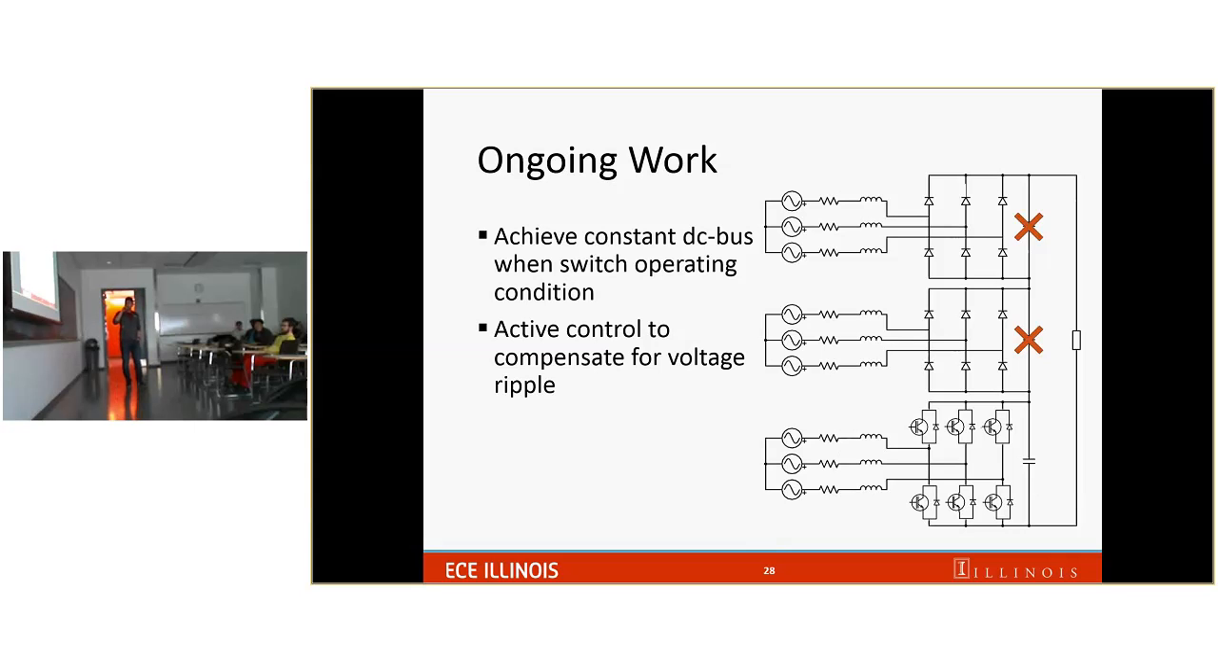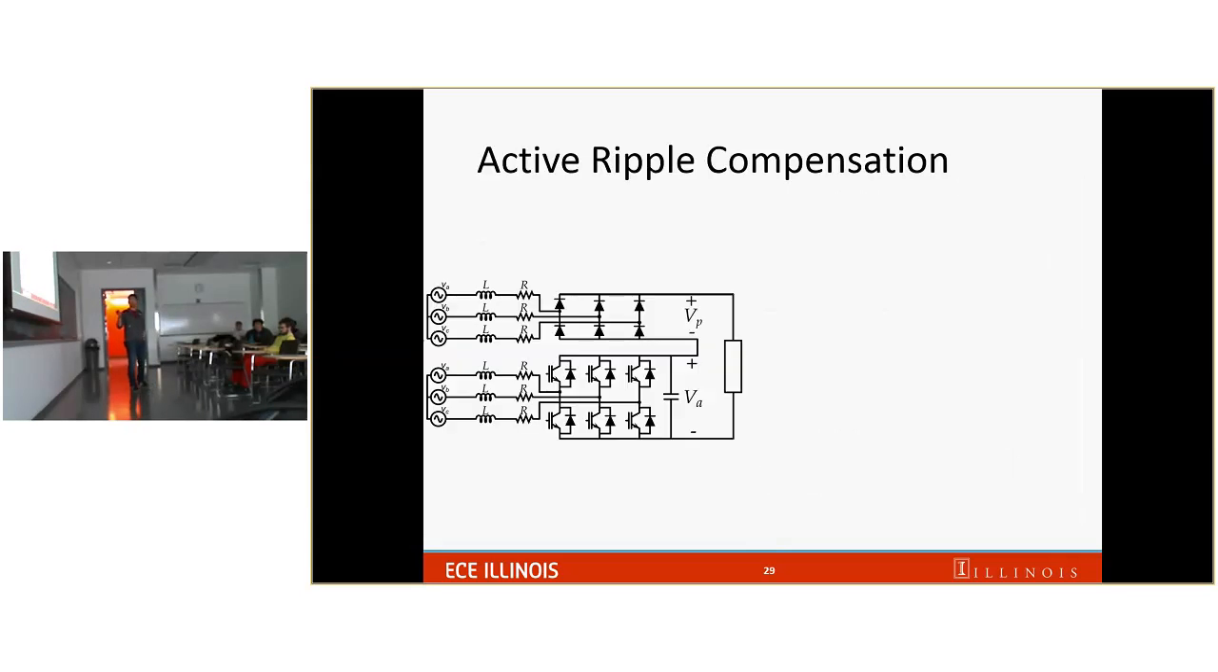And another item I'm working on is because we want to improve the reliability, and the weak point of the system is the filter capacitor here. If there's a way that we can remove the filter capacitor and at the same time still maintain the DC bus voltage constant, then that would help improve the reliability of the system. So we are thinking about doing active control to compensate for the voltage ripple, and I will touch on that.